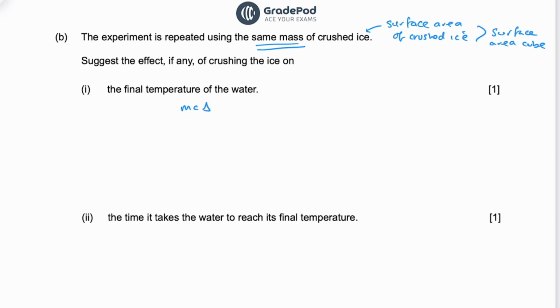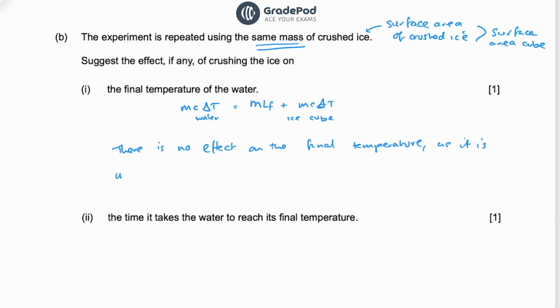Well, we saw earlier that the equation was mL_F plus mcΔT, and this was the ice cube. At no stage does area come into this equation. So what that means is that area or surface area doesn't have any effect on the final temperature of the water. So there is no effect on the final temperature, as it is independent of surface area. And I think the mark scheme says the energies are the same, but we've kind of shown that with that equation.